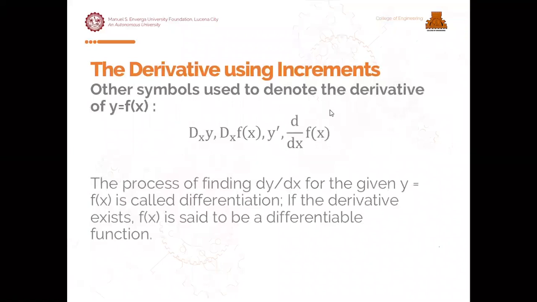So ito lang muna yung other symbols na ginagamit kapag pinag-uusapan natin yung derivative. Meron tayong notation na dy/dx or d/dx f of x. Pero yung pinaka-common is y prime. Okay? Pag kinukuha natin yung derivative ng f of x, y prime yung pinaka-common. And then meron din tayong d/dx f of x. Okay? So the process of finding dy/dx for the given y = f(x) is called differentiation, as we all know na already. So if the derivative exists, f of x is said to be differentiable function. Okay? So again, yung gagawin natin derivative ngayon is hindi pa katulad nung by formulang nakagisnan nyo, no?